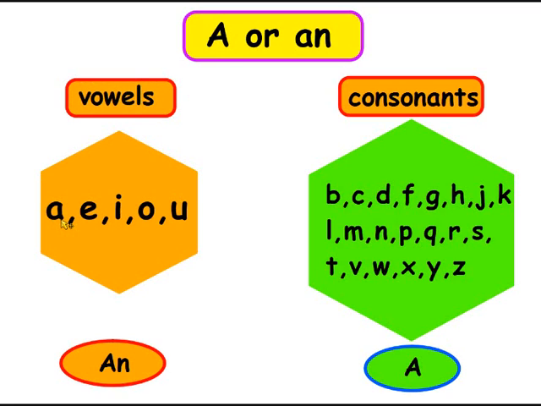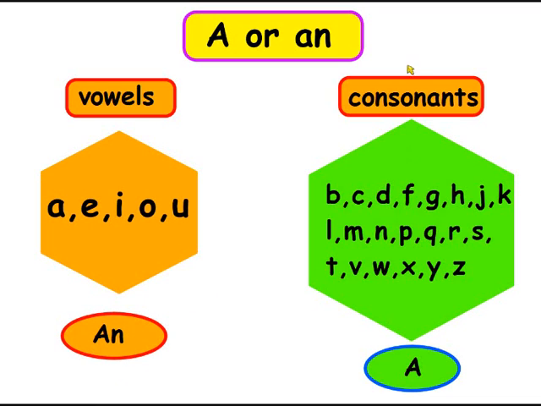Remember the vowels, everybody? Yes? Okay, tell me the vowels. A, E, I, O, U. Excellent. Oh, I see you know your vowels. Excellent. Okay, so if the word starts with a vowel, we use an. An. Is it clear?